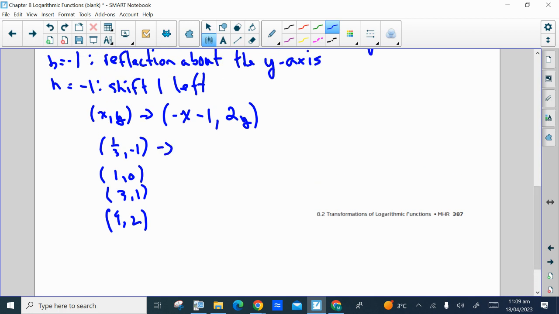The x values are multiplied by -1, so you're going to get -1/3. Take away 1, we can just write that as -1 1/3 if we want, instead of getting a common denominator for the 1. 1 times -1 is -1. Take away 1 will give us -2. 3 times -1 is -3. Take away 1 is -4. And 9 times -1 is -9. Take away 1 will be -10.